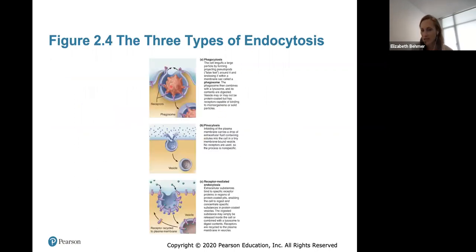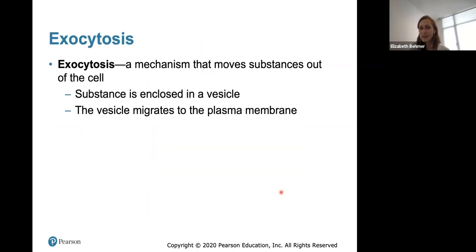So here's a look at phagocytosis, things entering the cell that are large and solid. Pinocytosis is smaller fluid-containing solutes. And then receptor-mediated endocytosis is when the solutes bind to receptors and then the receptors form a vesicle around the thing that they want to get into the cell.